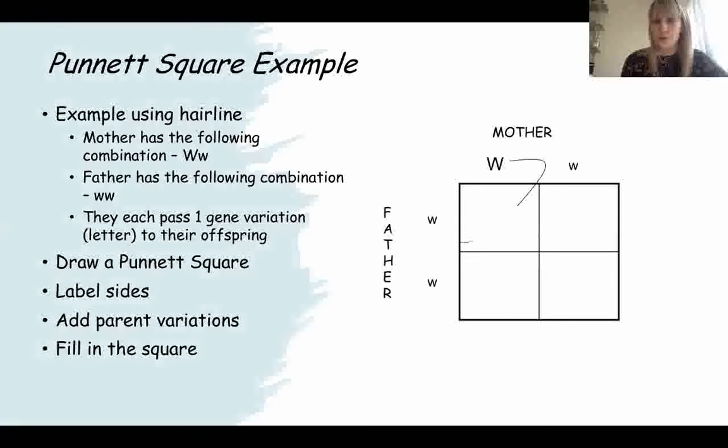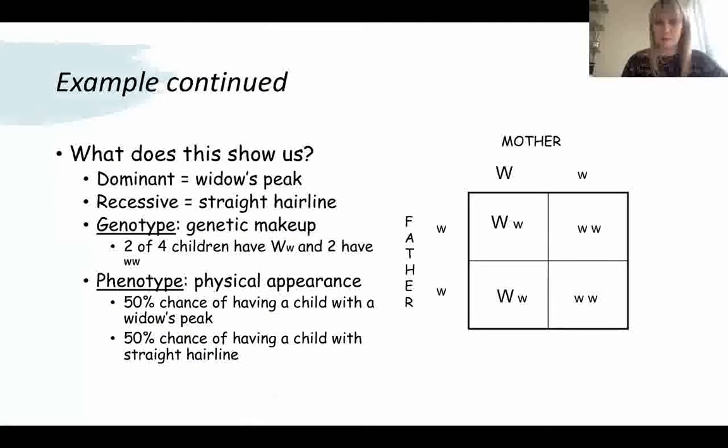The capital W of the mother goes together with the small w of the father. You carry on like this: capital W, small w, then again capital W, small w, and another small w and small w from mom and dad. This gives you a completed Punnett square.